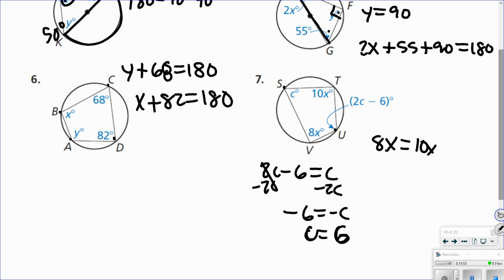Okay, and that's it. So inscribed angles, just know that they're half of the intercepted arc. If you have an inscribed quadrilateral, know that the opposite angles have to be supplementary.